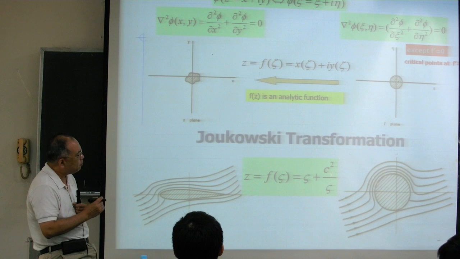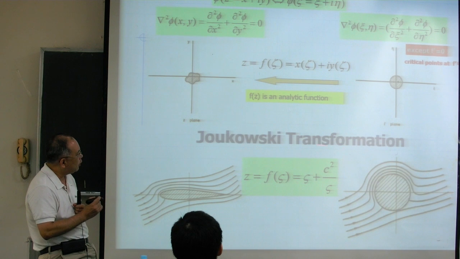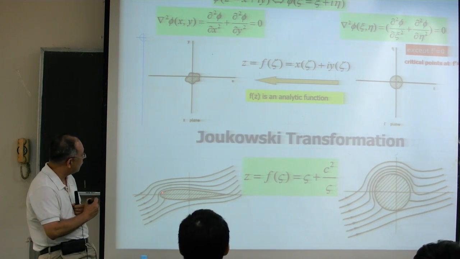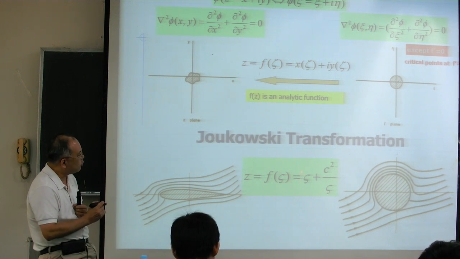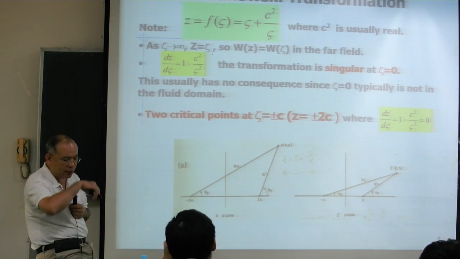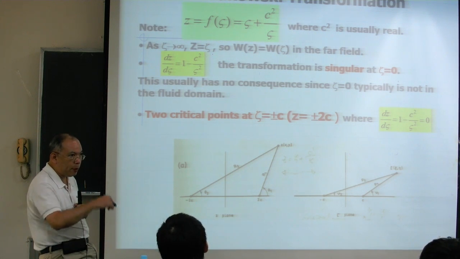This transformation function allows us to transform a flow over a cylinder, this kind of simple flow, for which we already know how to write down the complex potential in the zeta plane. Through the Joukowski transformation, we can convert this flow pattern to flow over an airfoil, and this airfoil has a special name, the Joukowski airfoil. Let's take a look at the Joukowski transformation mapping function. We will start from here, in your lecture note.